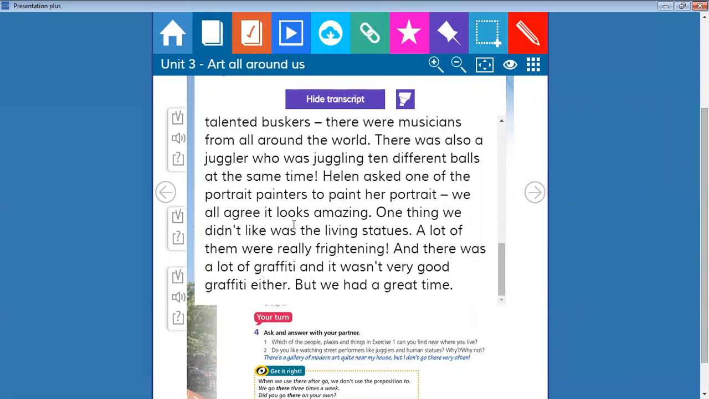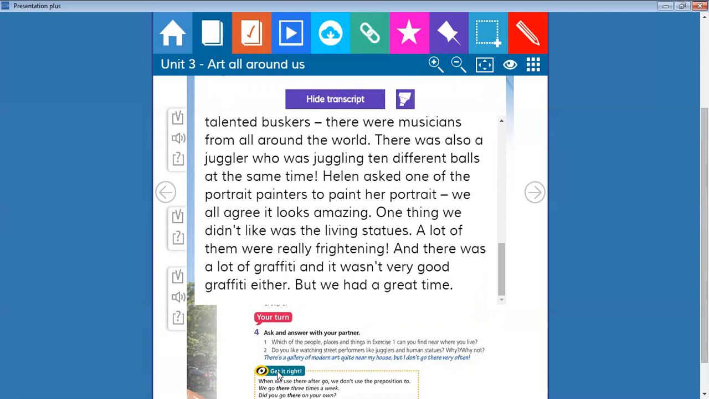Okay, good. You have to complete here. In your home, you have to listen again and classify the words, okay? Exercise 4. Ask and answer with your partner.